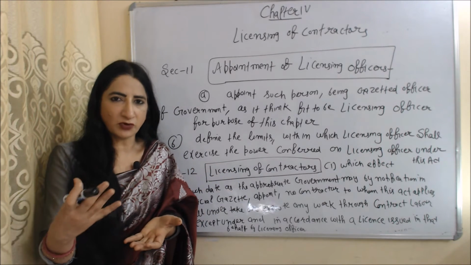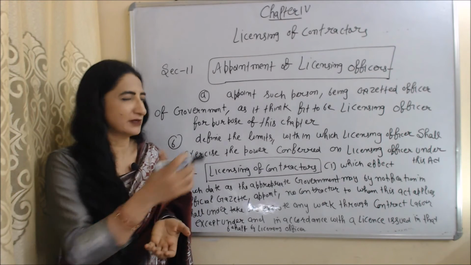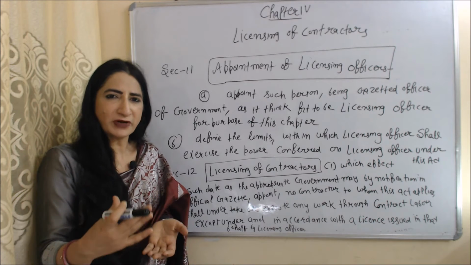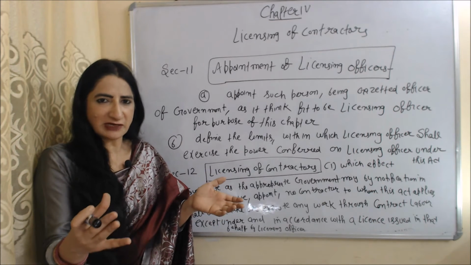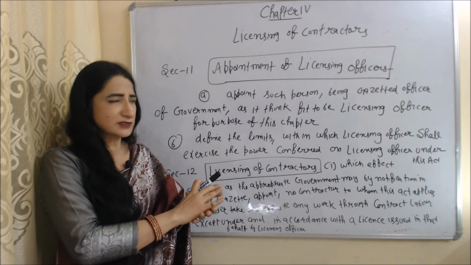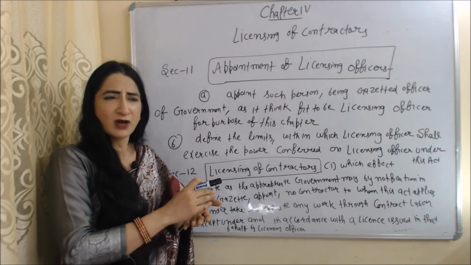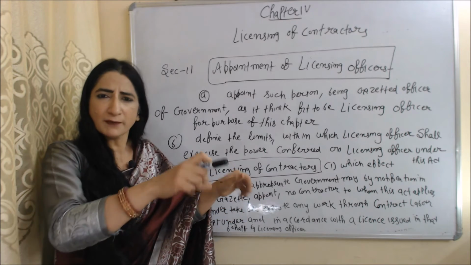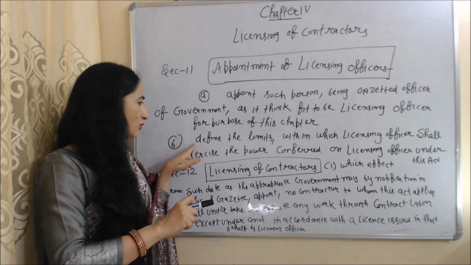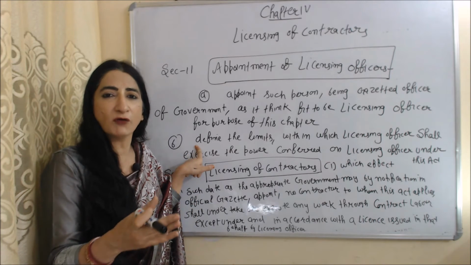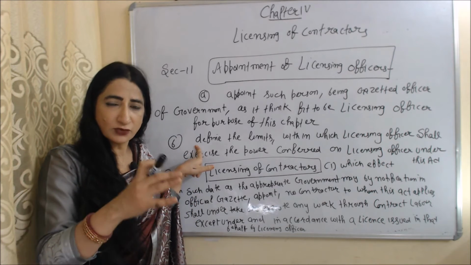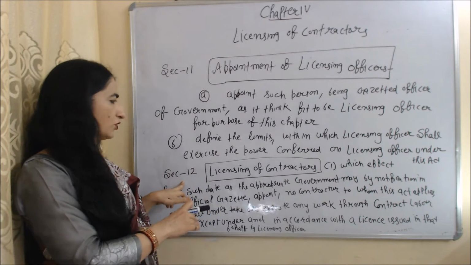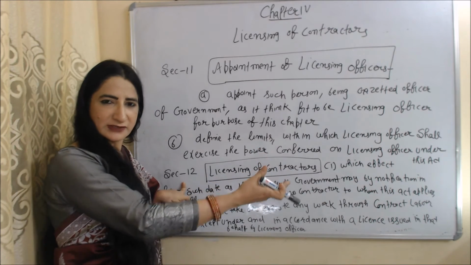Chapter 4 mainly talks about licensing of contractors. Section 11, appointment of licensing officers. The appropriate government, by giving notification in the official gazette, can appoint such persons, being gazetted officers of the government or whom the government thinks suitable, as licensing officers for the purpose of this act. The government also defines the limits of a licensing officer, and the licensing officer can use his power of making decisions within these limits only.